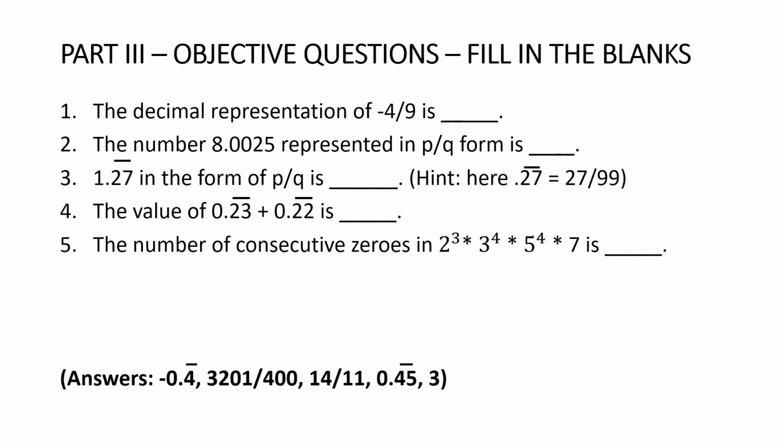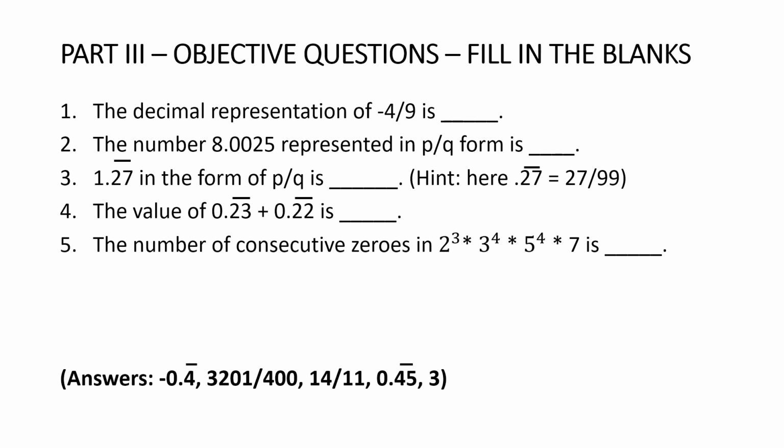1.27 bar in the form of p by q is what? Correct? Now for these type of examples, I think we know that whenever you are having 2 digits in the bar, you have to divide by 99. If you are having 1 digit in the bar, you divide by 9 and so on. So 1.27 bar is 1 plus 0.27 bar, which is 1 plus 27 upon 99. So when you simplify it, you will be getting that as 14/11.